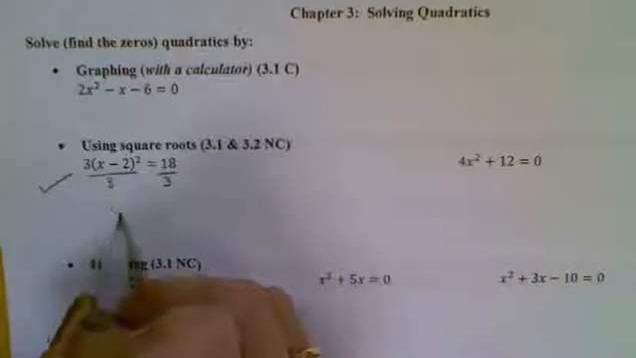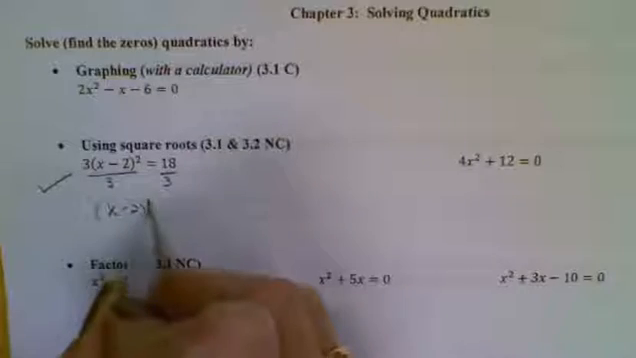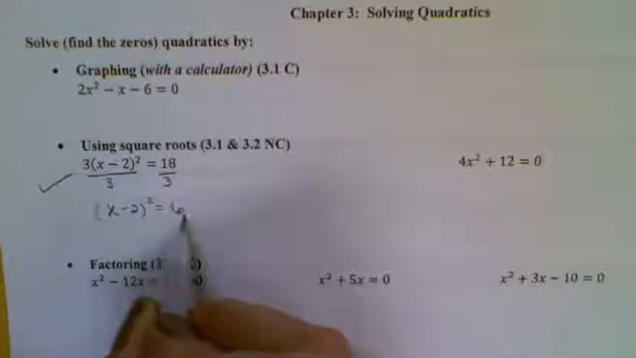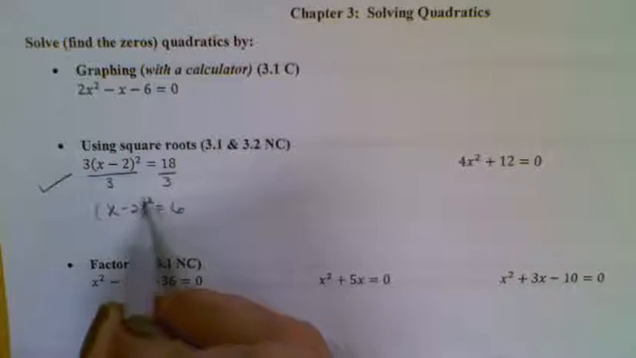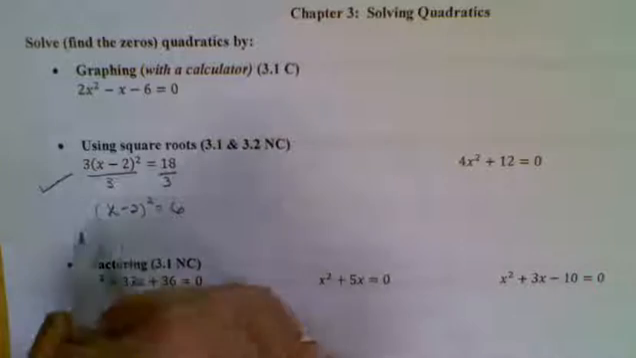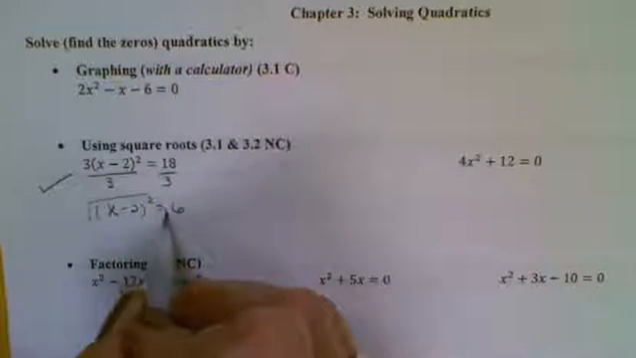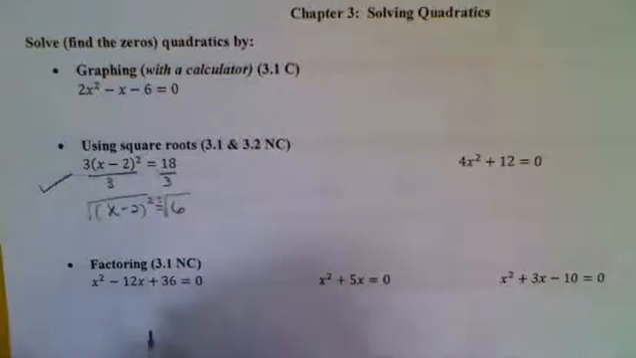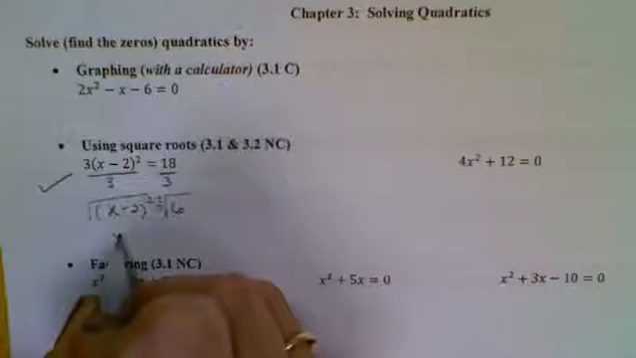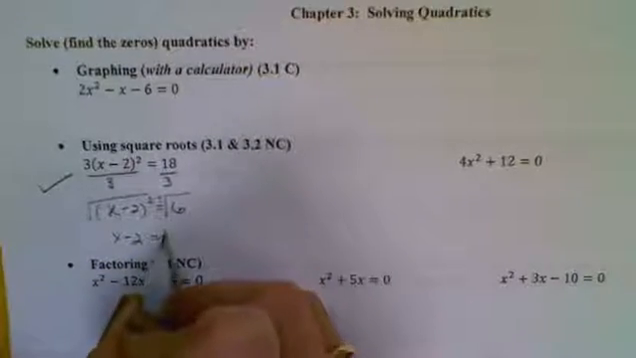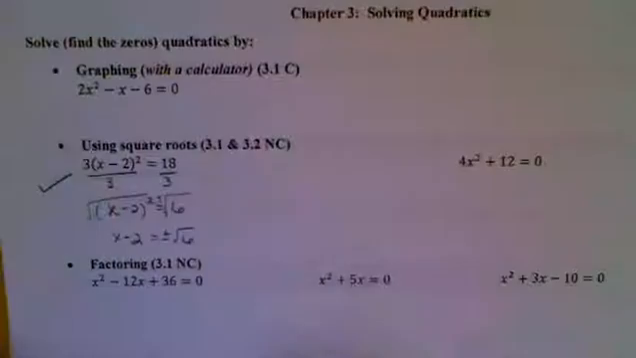So I'm going to divide by 3. So I get x minus 2 squared is equal to 6. So now to undo this square, as long as I've got that square by itself, to undo that square, I'm going to take the square root of both sides. Remembering over here, I have to take plus or minus. I have to get my two solutions. So this gives me x minus 2, because I'm just undoing the square, equals plus or minus radical 6.